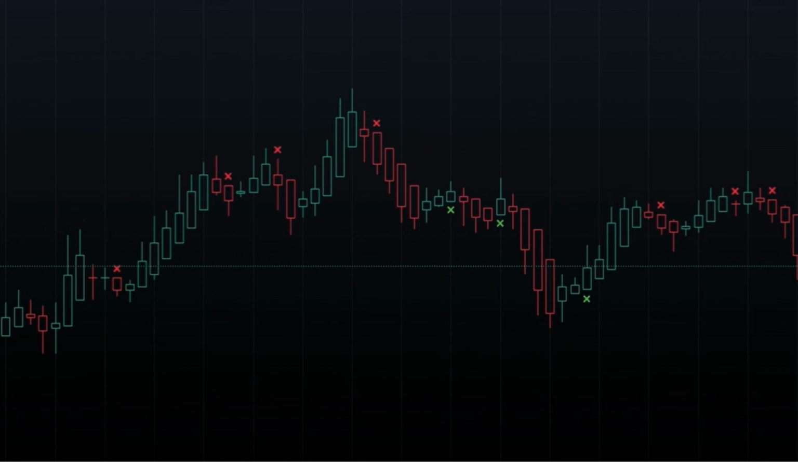The X markers are your primary entry signals. These are the most reliable signals in the system. So green X's, they are call signals. So when you see a green X appear below these candles here, they are bullish signals, which means that the price is likely to go up. It's telling you to trade calls.